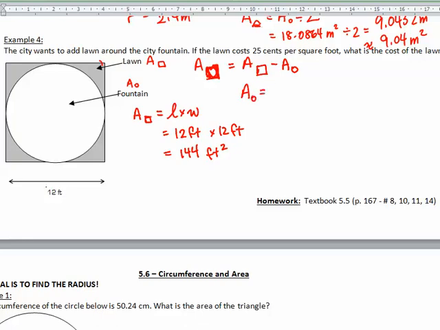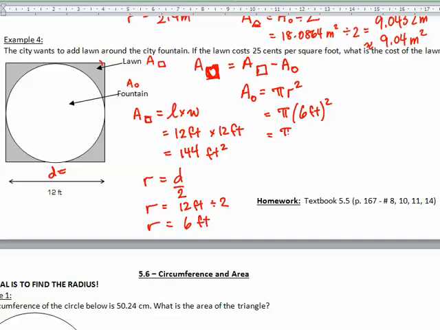Now I need to find the area of the circular fountain. Now I'm told again that this is 12 feet. Well, this is the diameter, and with the diameter I can't do much, so I need to find the radius. Radius is equal to diameter divided by 2. Radius is equal to 12 feet divided by 2. My radius is 6 feet long. With that information, I can plug that into the formula. Area of a circle is equal to pi times radius squared. So pi times 6 feet all squared. So that's pi times 6 times 6 is 36, and feet squared is feet squared.